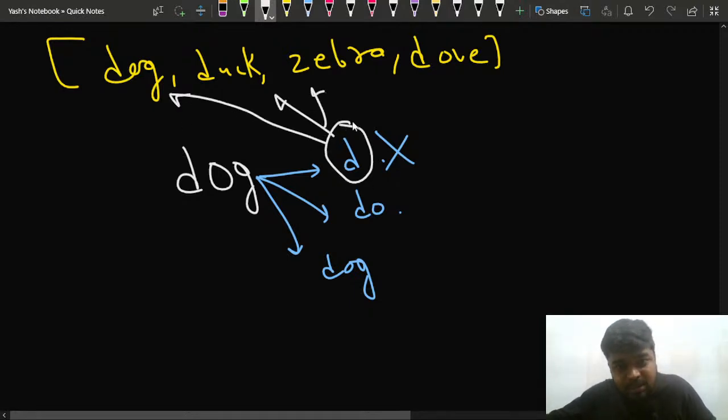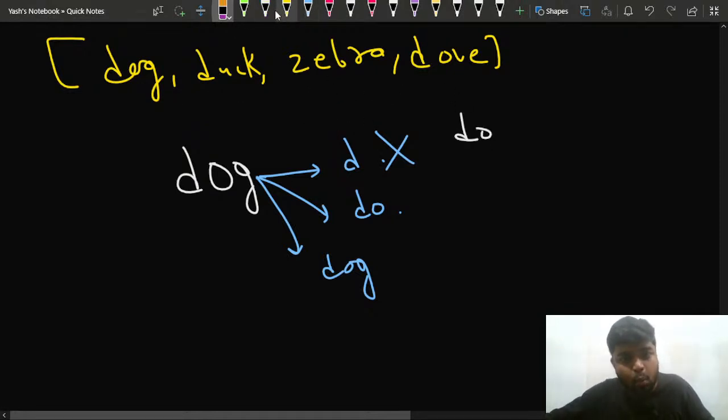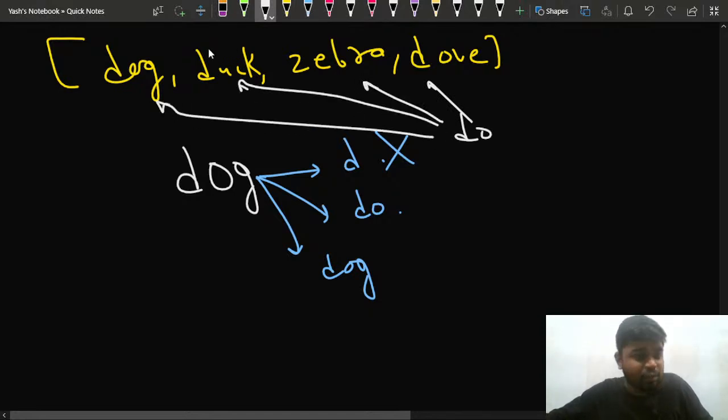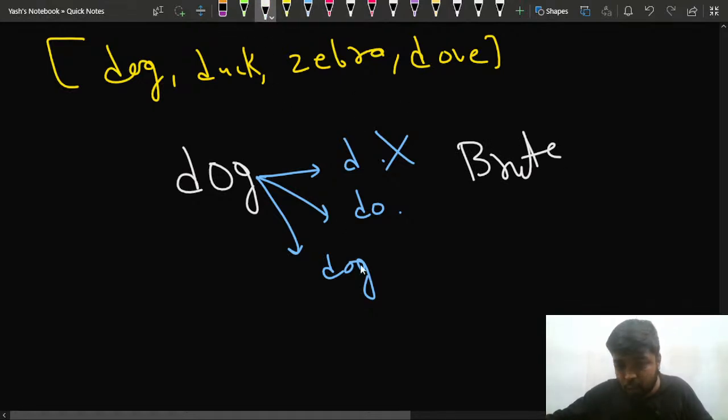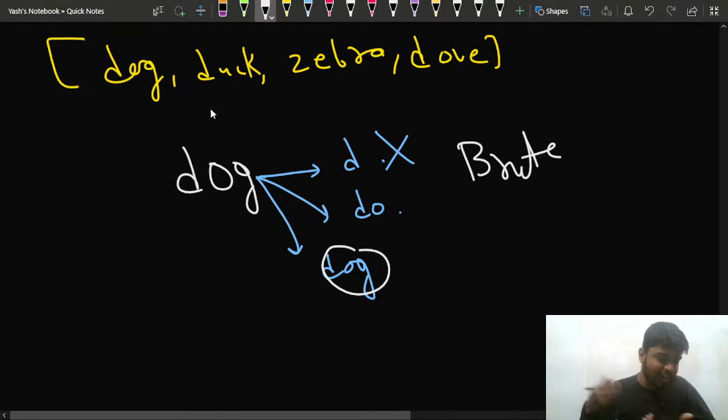Similarly, I have to compare do with every other word: with dove, with zebra, with duck, with dog. The first two letters, depending on the length. So that is what I have to do. This is a very brute force approach. And once I'm at dog, it will not match any other word except itself, so that's why it will be there.